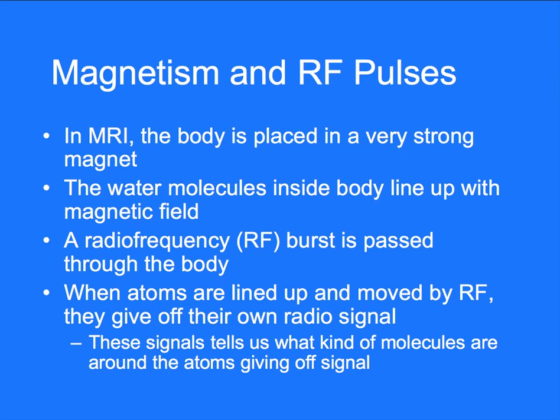To give you an idea how strong the magnet is, it's somewhere between 20 and 40,000 times stronger than the magnetic field of the Earth. And when we put a body in a magnetic field like that, the water molecules inside the body line up because they get magnetized. Then we send a little radio frequency or RF burst through the body, and that causes those atoms to change the way that they're lined up.